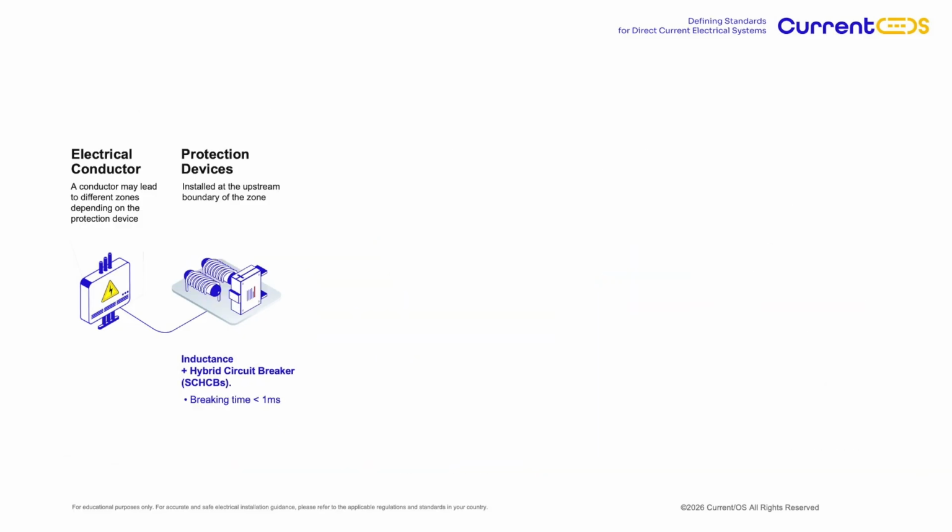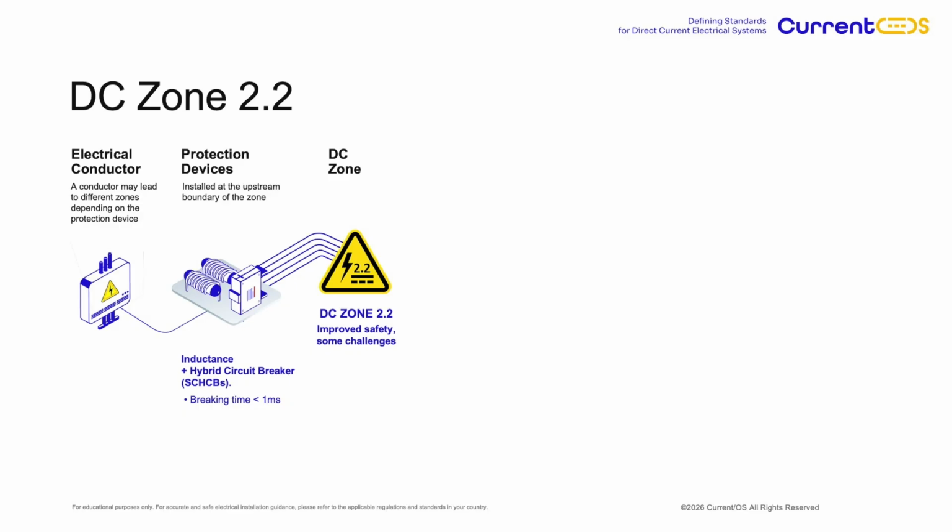To further improve protection, inductance and hybrid circuit breakers are introduced. Hybrid circuit breakers have a typical break time of less than 1 millisecond. These breakers aim to reduce energy release during faults significantly, offering better safety than Zones 1 or 2.1. The area beyond is classified as Zone 2.2. It offers improved safety, so this is quite an attractive solution.